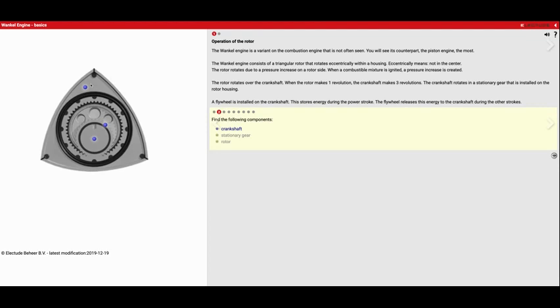And now it wants us to find 3 parts. We've got the crankshaft in the center here. We have our stationary gear, which is not going to move right there. And then we have our triangular shaped rotor on the outside.